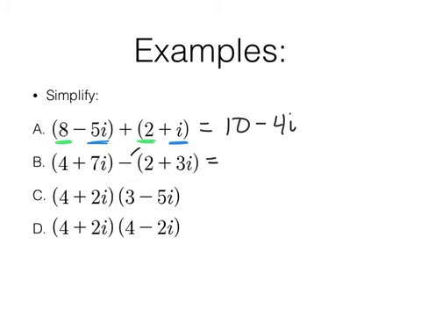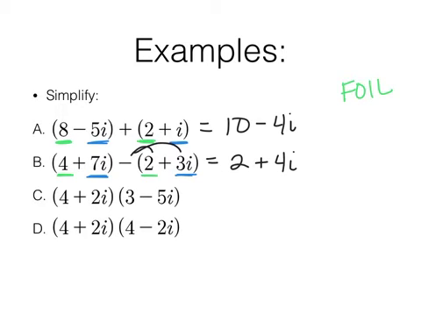On this one, we just got to make sure we distribute our minus. So this is 4 minus 2, which is 2. And then 7i minus 3i, which is positive 4i. Okay, now these are a little bit different. We are going to use our good old friend FOIL for the multiplying. Remember, that means first, outer, inner, last.